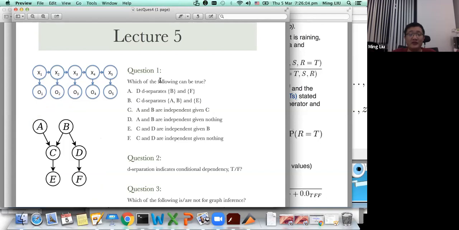Given nothing, A and B are independent, yeah, this is true, right? C and D are independent given B. This is also true, right? Because you have the tails, right? You have tails here, the tails.